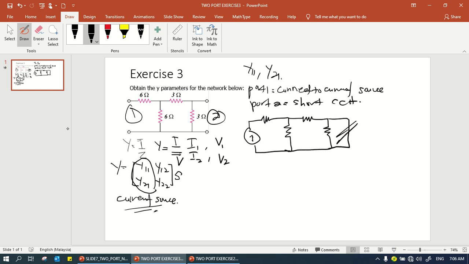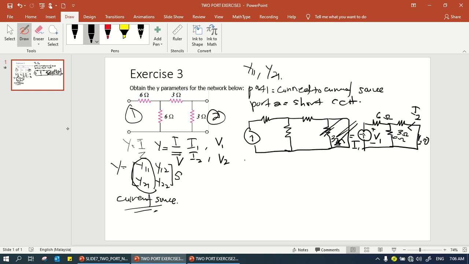So, short circuit, automatically 3 ohm pun short. Okay. So, ni dah tak ada. So, tinggal 6 ohm, 6 ohm, 3 ohm. So, dia pair macam ni. So, ni ialah I2. Okay, V2, kosong. 3 ohm, 6 ohm, 6 ohm. So, ni ialah I1. So, V1 dekat sini.